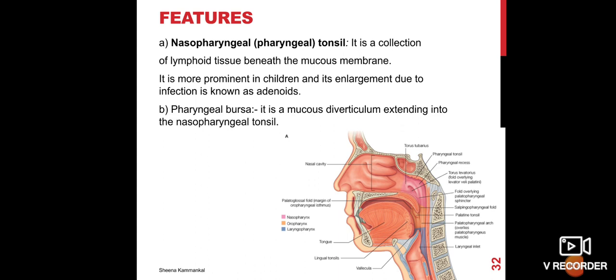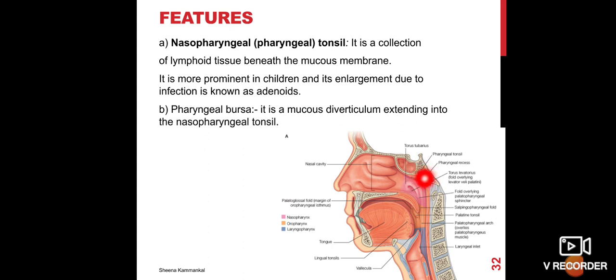Now, each part of the pharynx is having different features on its lateral wall. While looking at the lateral wall of the nasopharynx, we can see a collection of lymphatic follicles, which is called nasopharyngeal tonsil or pharyngeal tonsil, which is present just beneath the mucous membrane at the roof. See, this is the roof of the nasopharynx. Here, a small collection of lymphatic follicles present, which is called pharyngeal tonsil.